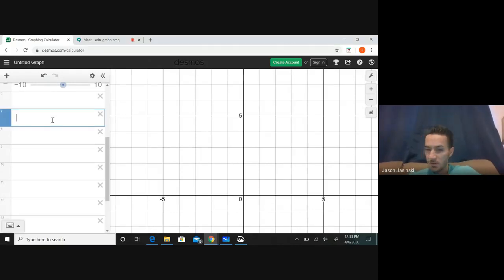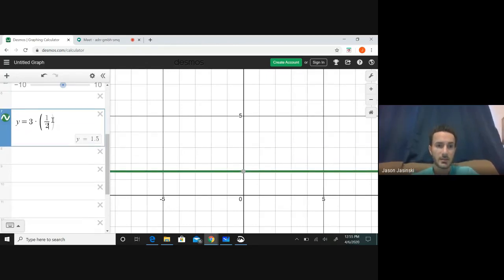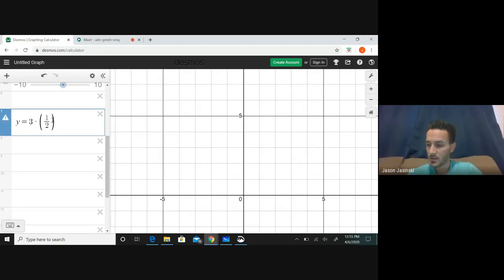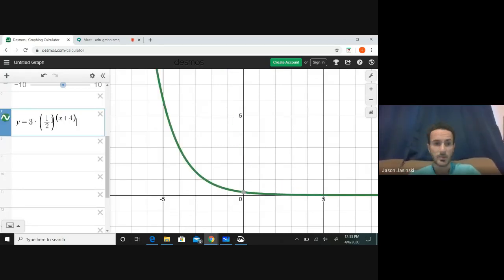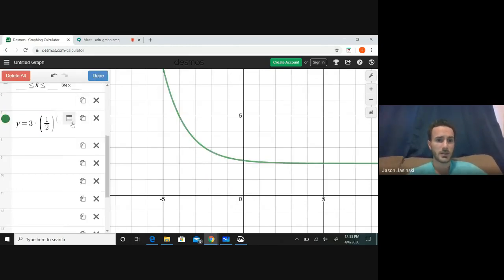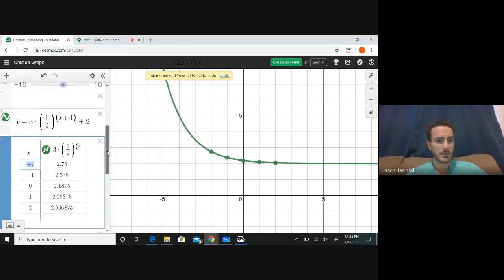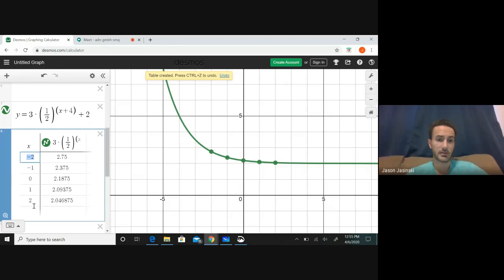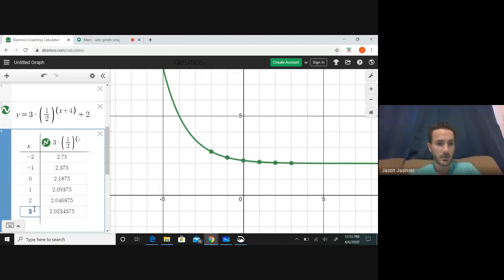The next example will be y equals 3 times 1/2, so this is a decay, raised to the x plus 4 power. And I'll put a plus 2 after that. I'm actually going to show you a table here. I'll copy this, convert it to a table, and showcase a few things. I'll add in a few more x values.